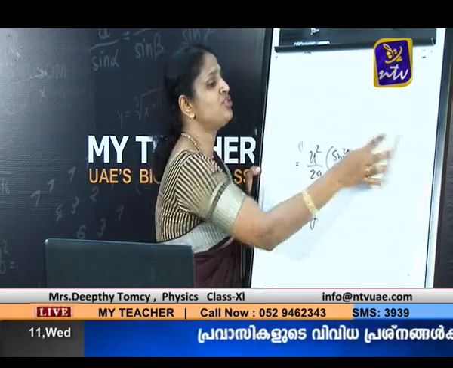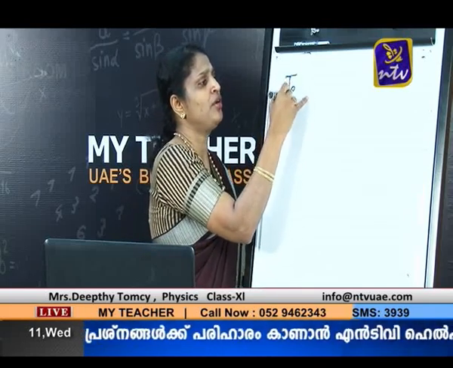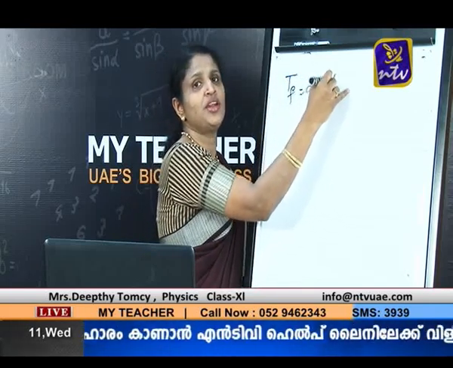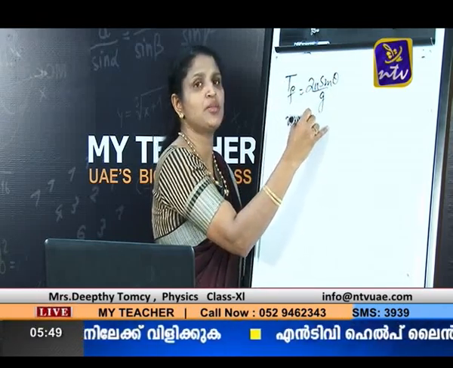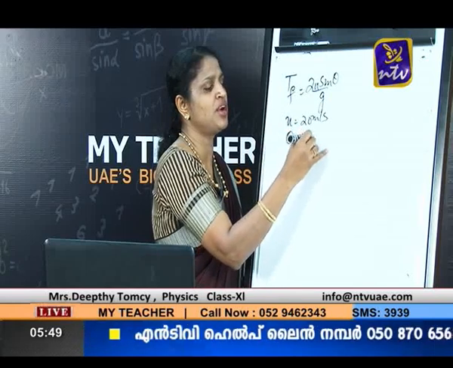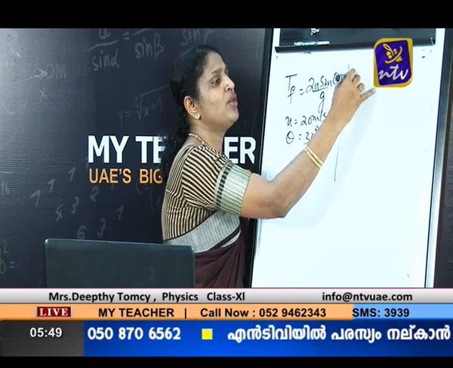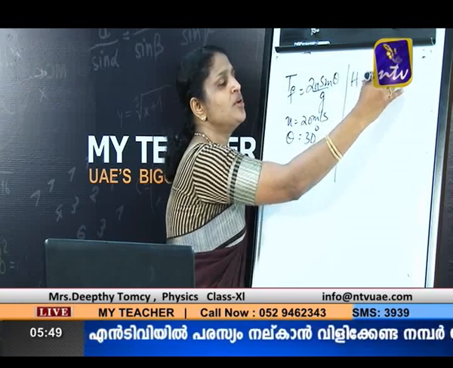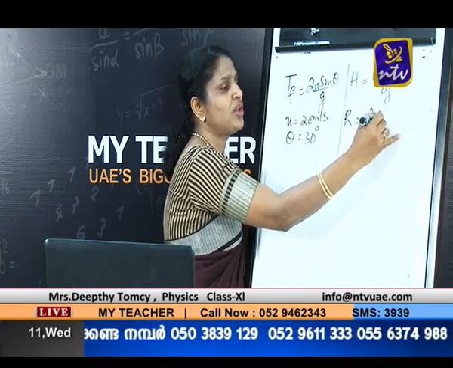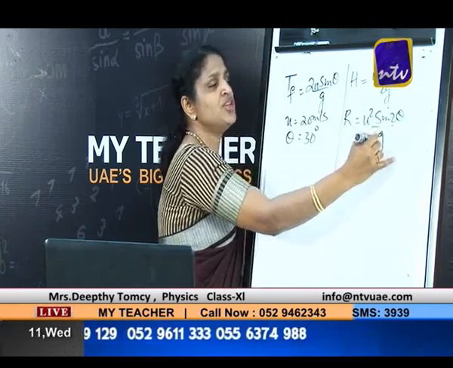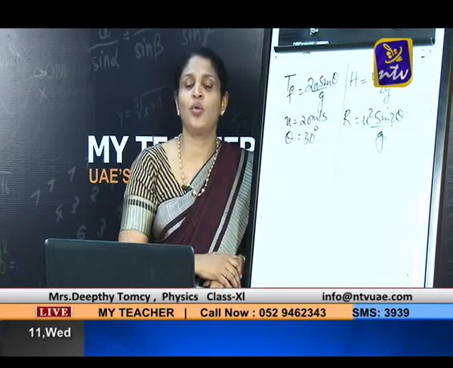You need to use the equations directly. To find the time taken, you can use directly 2u sin theta divided by g, and the value of u is given as 20 meter per second and the angle is given as 30 degrees with respect to the ground. Similarly, you can easily find the value of h max, that is equal to u square sin square theta divided by 2g, and the range you can find using u square sin 2 theta divided by g, using the same equations directly.